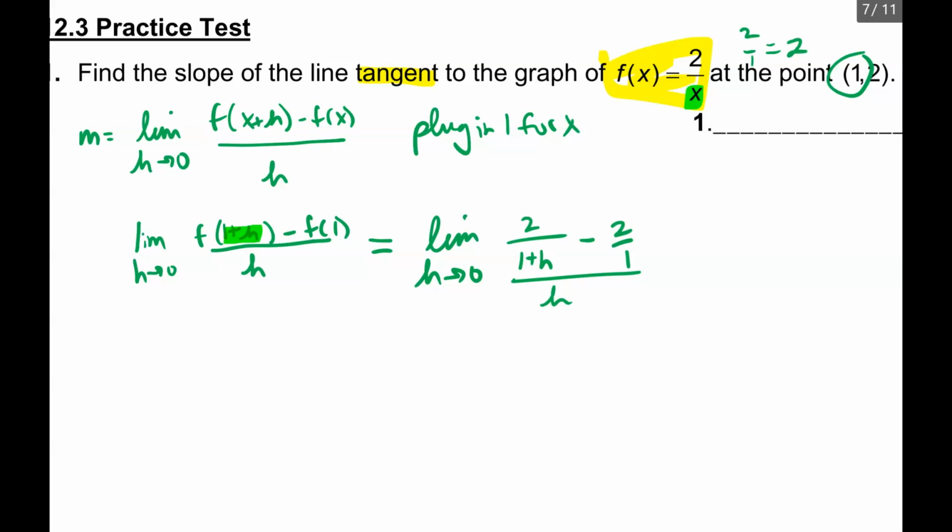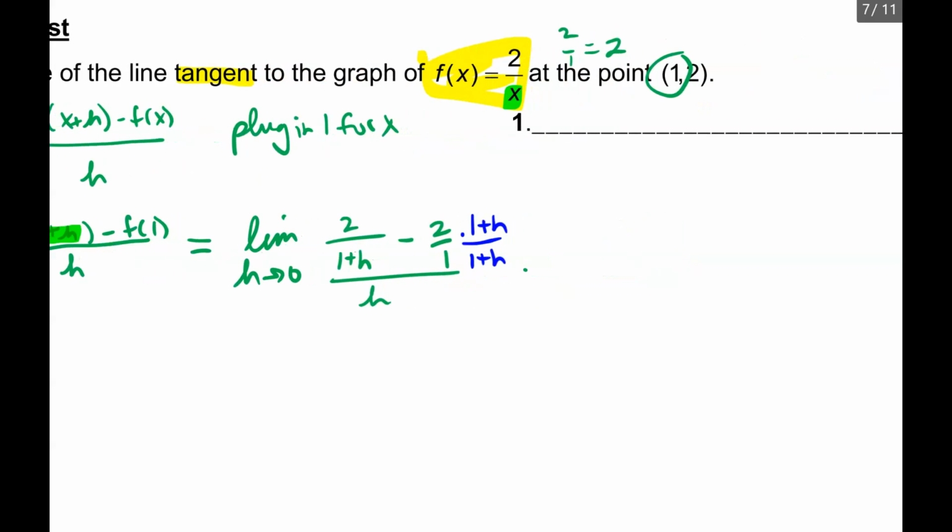So I need to make a common denominator. I'll multiply over here, well, actually I only have to do it over here: 1 plus h over 1 plus h. That gives a common denominator of 1 plus h on the bottom. Then we'll have 2 minus 2 times 1 plus h, and this is all over h, and we're taking the limit as h goes to 0.